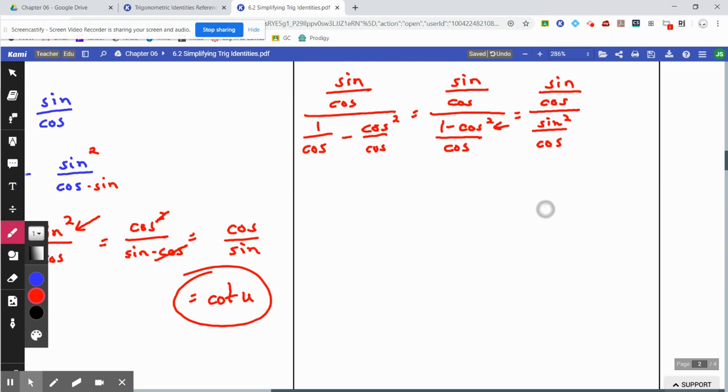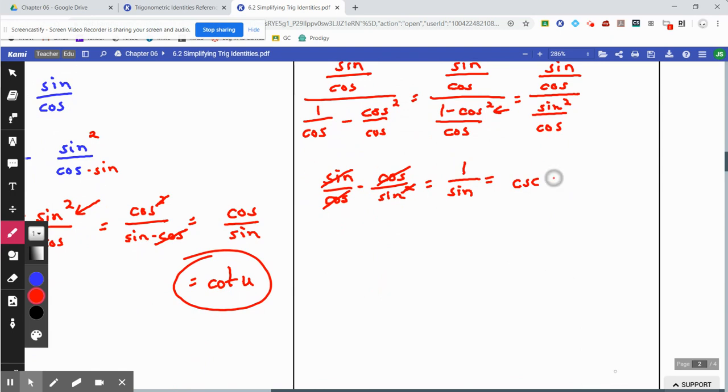Let's now flip and multiply. You have sine over cosine on top times the reciprocal, which will be cosine over sine squared. The cosines cancel out completely. The sine on top cancels with one sine on bottom and leaves me with nothing on top and a sine on bottom. So 1 over sine, which we know is equal to, by the reciprocal identities, the cosecant. And our variable was alpha.